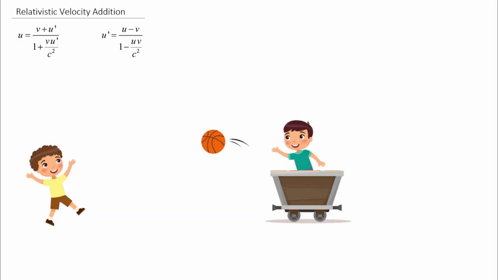I'm just going to do a bit of a demonstration on relativistic velocity addition. I'm going to start by looking at this scenario here, and it's going to be a classical problem where I've got an observer on the left, which is a stationary child, and on the right hand side I've got another child, but they're on this cart, and this cart is going to be in motion.